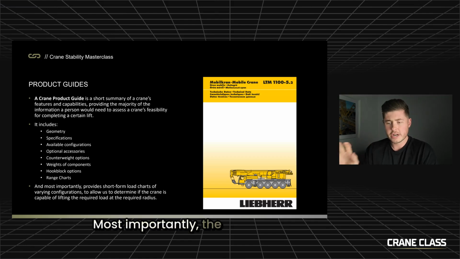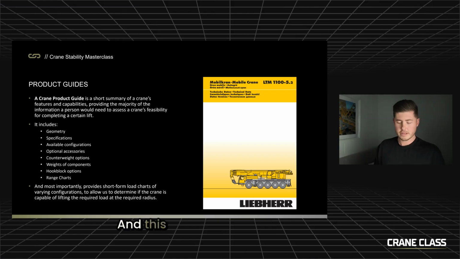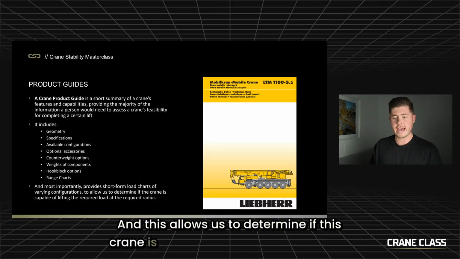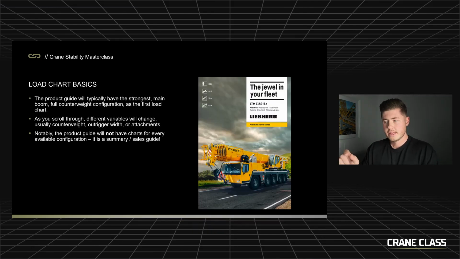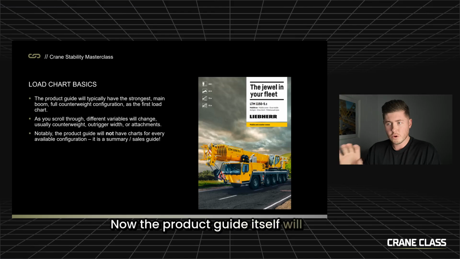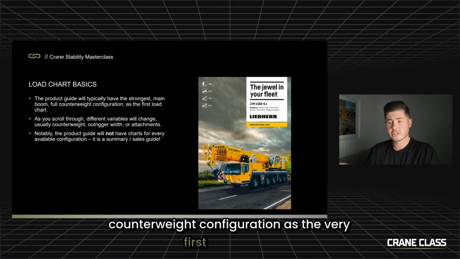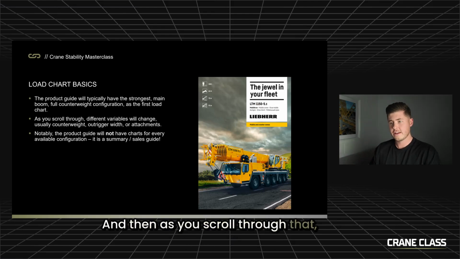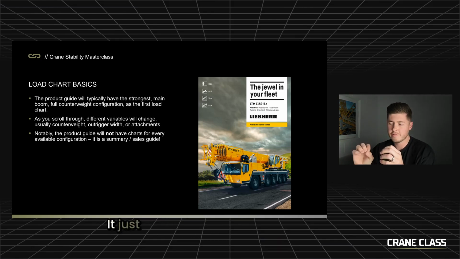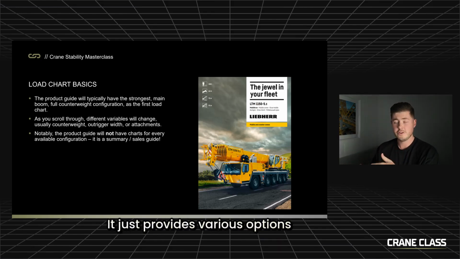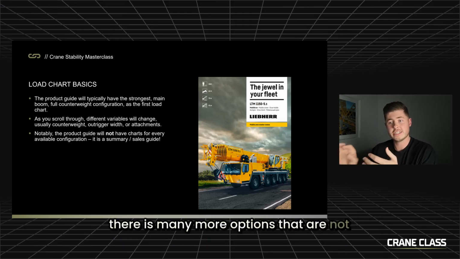Most importantly, the product guide provides us with short form load charts of varying configurations, and this allows us to determine if this crane is capable of lifting a certain load at a certain radius. Now, the product guide itself will always typically have the strongest main boom full counterweight configuration as the very first load chart. And then as you scroll through that, it will provide different configurations, but it'll only provide glimpses. It just provides various options for you to assess the capabilities of the crane, but there are many more options that are not listed in the product guide.